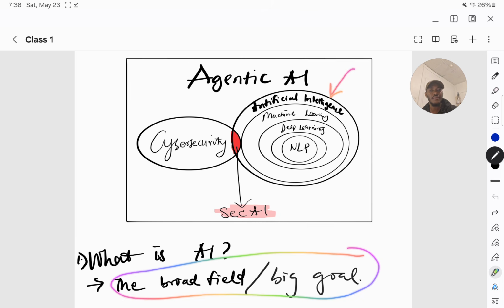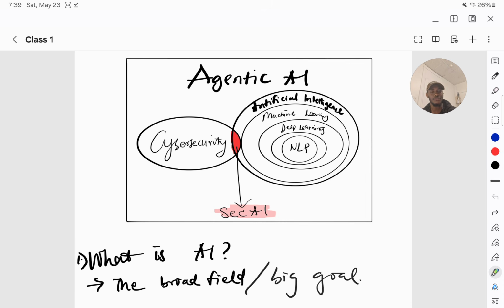So AI here is the ability of intelligent systems to mimic human understanding, to mimic human nature, and have that intelligence that can learn from data, and then assume the same or similar intelligence related to humans. So AI is the big goal, and many people are confused.